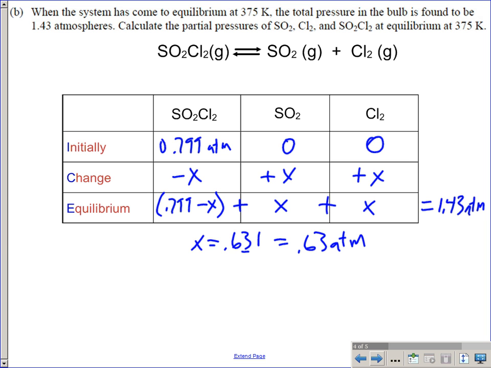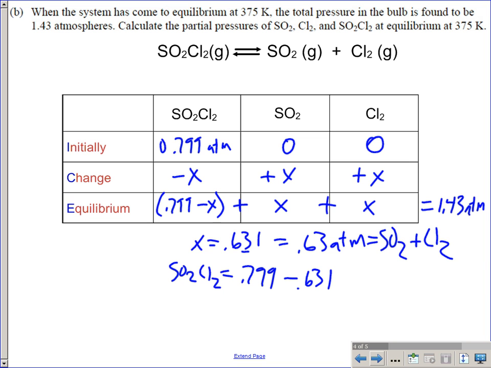Now, that's what X equals. So I know my pressure of SO2 equals that. And I know my partial pressure of Cl2 equals that. And all I really need to do to calculate my partial pressure of my SO2Cl2 is to take 0.799 minus my 0.631, which should be rounded to there. And that's going to give me 0.17 ATMs after I do my subtraction and round to correct sig figs. So that's my answer to B.